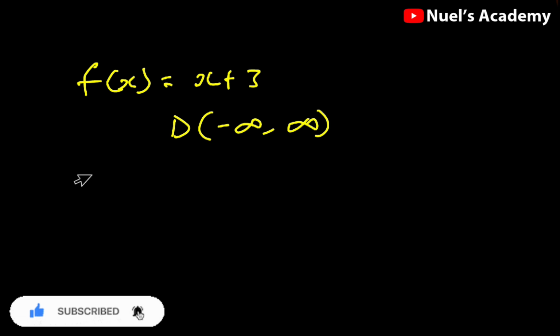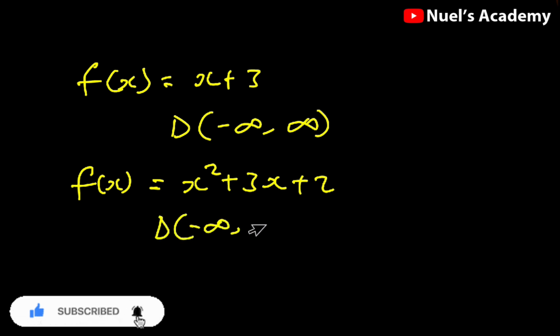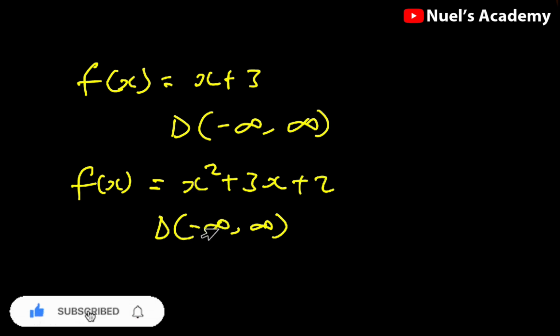Now let's focus on quadratic functions. Let's say we are given f of x is equal to x squared plus 3x plus 2. Then the domain is going to be negative infinity comma infinity, because this x here can hold any value and still give an output. So that's why the domain is all real numbers. Basically, for all polynomial functions, the domain is all real numbers. That's negative infinity to positive infinity.